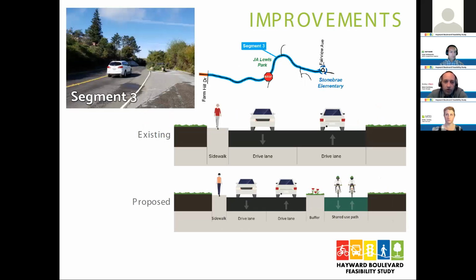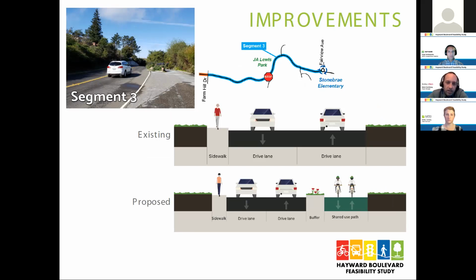And then finally, segment 3, this is the eastern portion of the corridor. So today it's already only 1 lane in each direction with a sidewalk in portions on one side. Again, the cross section here does vary at different points in the corridor. There's sidewalks on both sides by the park, for example. But we're showing the western portion that's just east of Farm Hill.